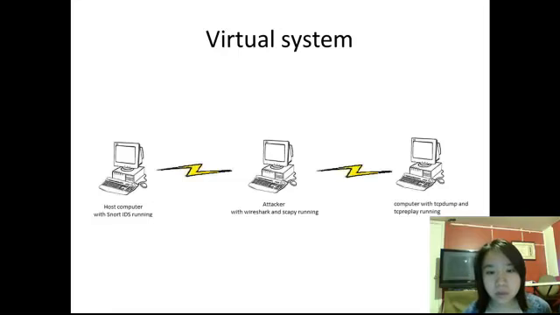We can see three virtual machines here. They are all VMware virtual machines. The first one is the host computer, and I'm running the Snort intrusion detection system on it. The second one is the attacker, with Wireshark and Scapy running on it. And the third one is a testing computer. I run tcpdump and tcpreplay on it.